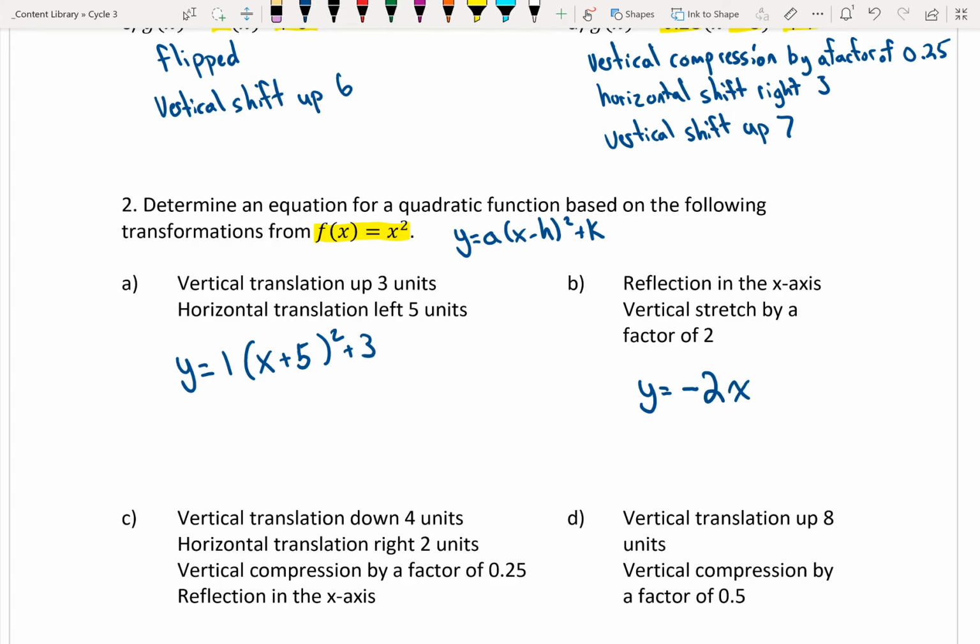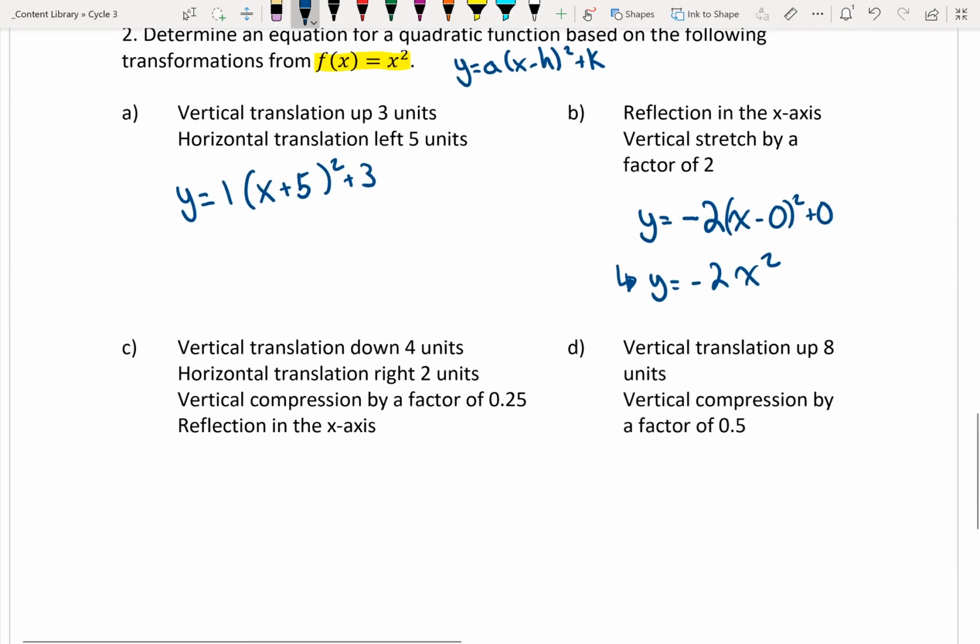I could put it as x minus 0 squared plus 0, but that just basically reverts to y equals, or f of x equals, negative 2x squared. Just simplified.